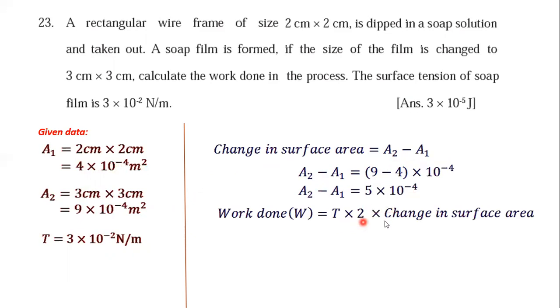And work done is 2T into dA, means change in area. So 2 is coming because it's a rectangular frame and it has two free surfaces. When the rectangular wire frame is there and the soap film is formed, it has two free surfaces, so 2 is coming here. Now let me substitute T, 3 into 10 raised to minus 2. This 2 as it is, and change in area is 5 into 10 raised to minus 4, you can see. So after solving this, we get 3 into 10 raised to minus 5 joule. And this is the answer for this question. This is the work done.